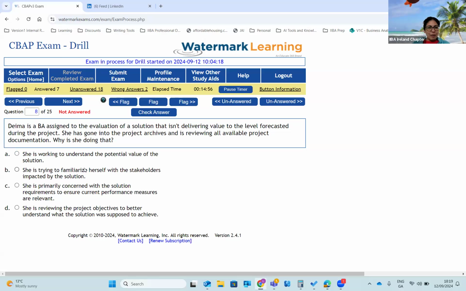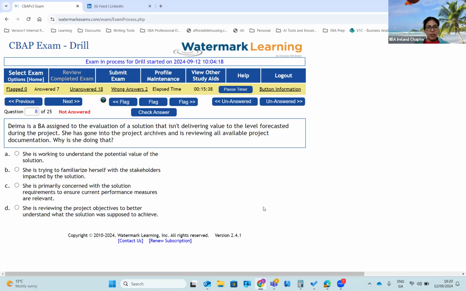Great. Dema is a BA assigned to the evaluation of a solution that isn't delivering value to the level forecasted during the project. She has gone into project archives and is reviewing all available project documentation. Why is she doing that? She is working to understand the potential value of the solution. She is trying to familiarize herself with the stakeholders impacted by the solution. She is primarily concerned with the solution requirements to ensure current performance measures are relevant. She is reviewing the project objectives to better understand what the solution was supposed to achieve.